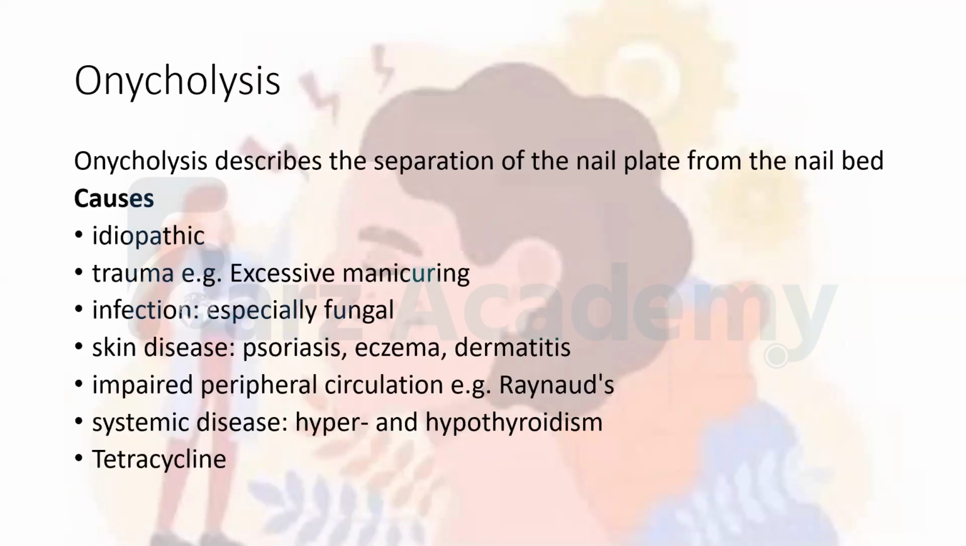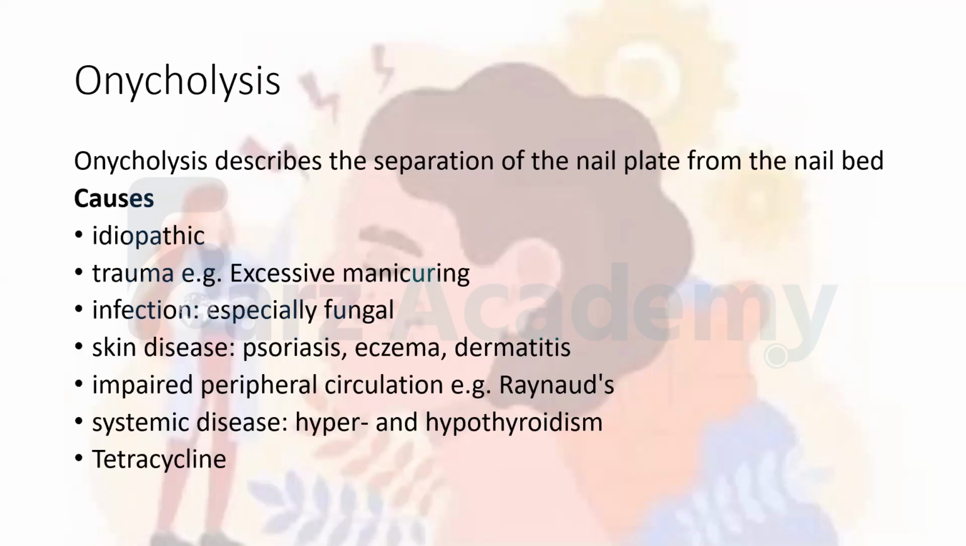So onycholysis is another nail condition. Here there is separation of the nail plate from the nail bed. So what are the causes of onycholysis? It can be idiopathic. Trauma is one of the main causes because of excessive manicuring or any traumatic injury. Onychomycosis or any other fungal infections can lead to onycholysis. Skin diseases like psoriasis, eczema, and dermatitis can also cause onycholysis.